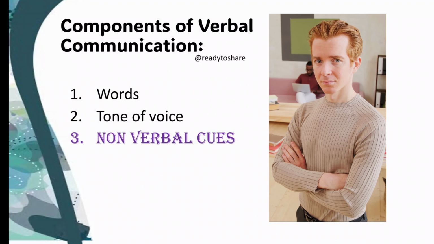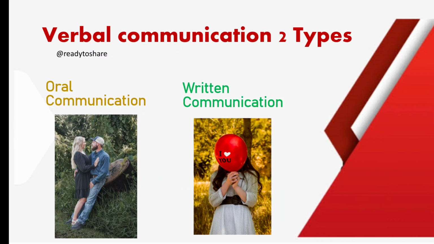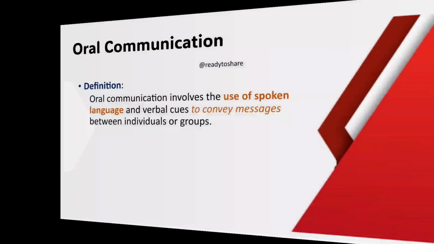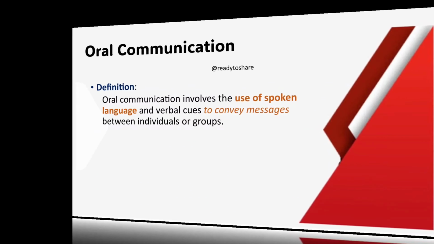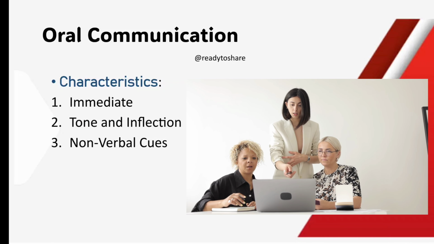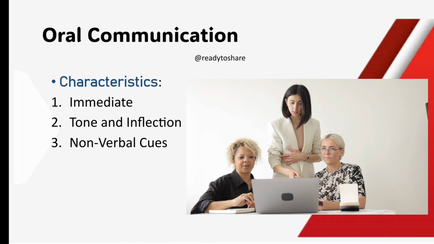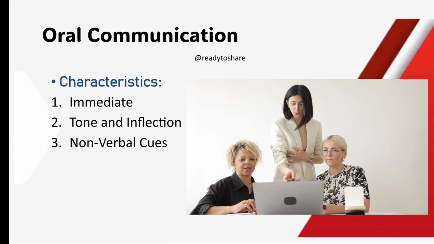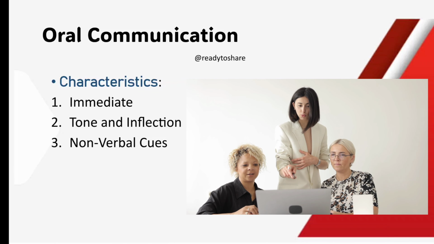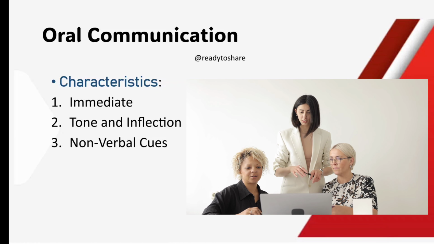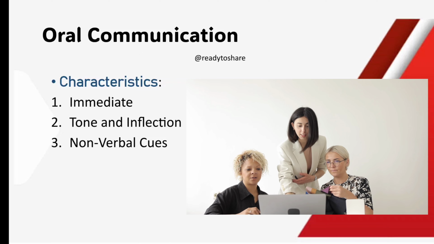Now, two types of verbal communication are oral and written. First is oral communication. Definition: oral communication involves the use of spoken language and verbal cues to convey messages between individuals or groups. Characteristics of oral communication. First is immediate. It provides real-time interaction and immediate feedback. Second is tone and inflection. Tone of voice, pitch, and inflection can greatly impact the message's meaning. Third is nonverbal cues. Facial expressions, gestures, and body language often accompany spoken words.